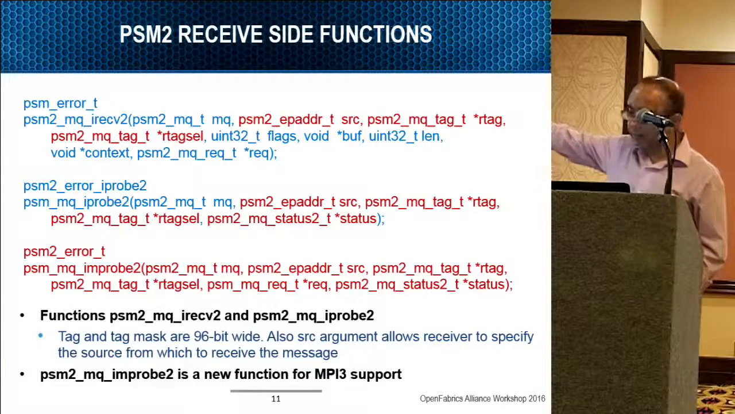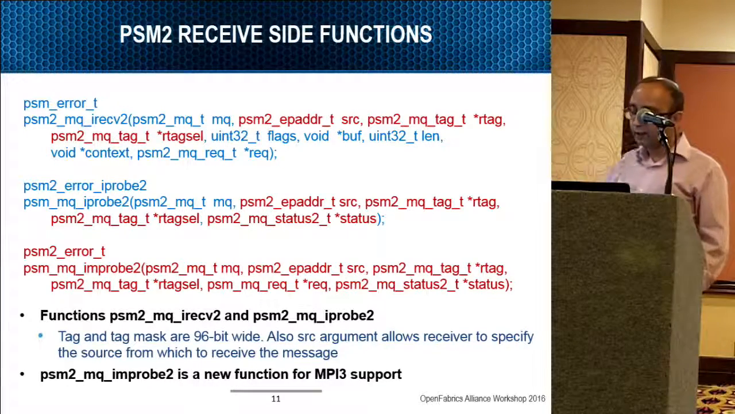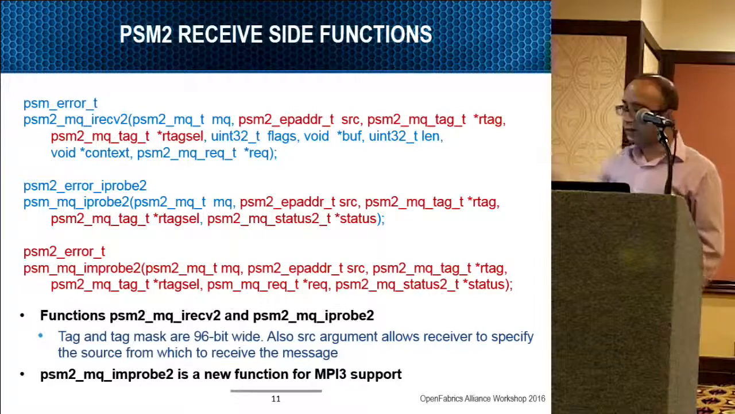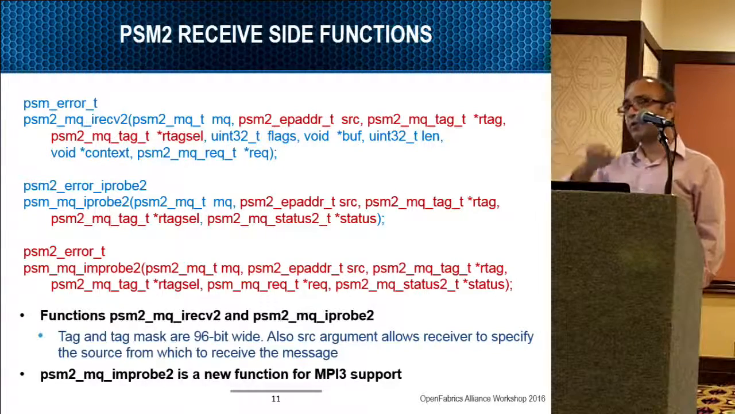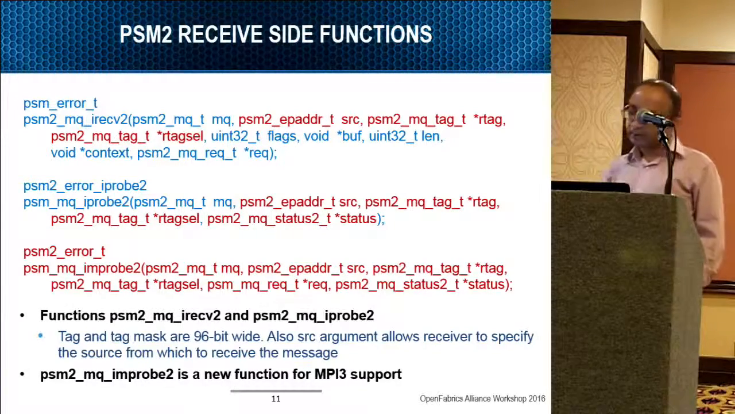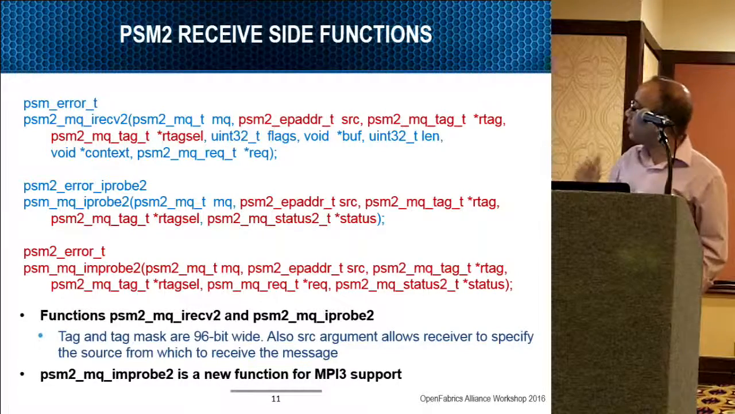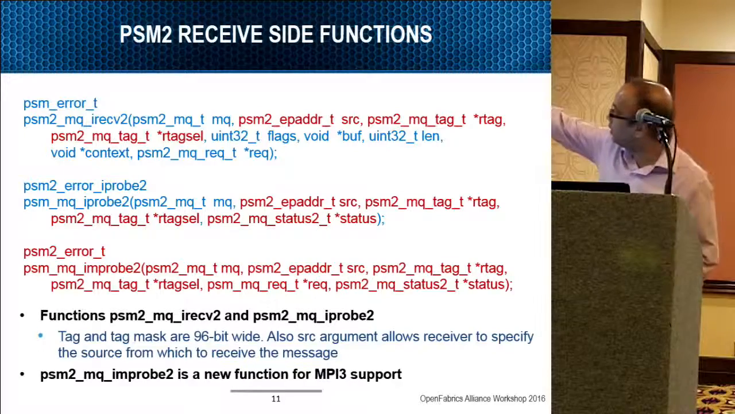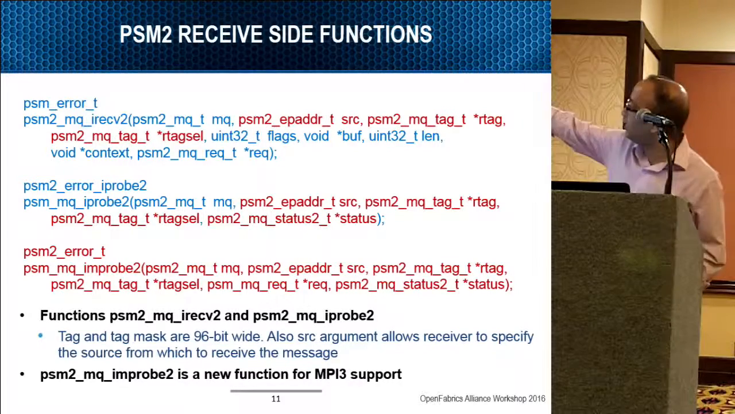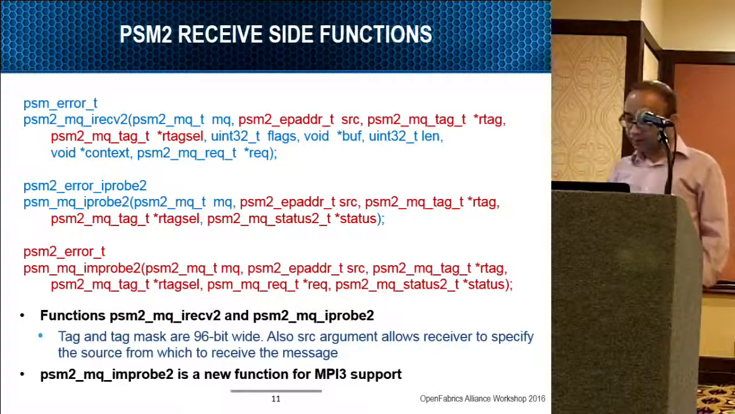mprobe essentially is like probe, but you notice that it returns a request structure, and you can then use the request structure to sort of retrieve the message that you probed. And so those are kind of the improvements. Fundamentally, you can specify the source from which to receive messages and the tags, including a tag mask bit.